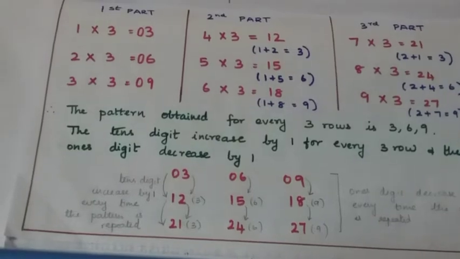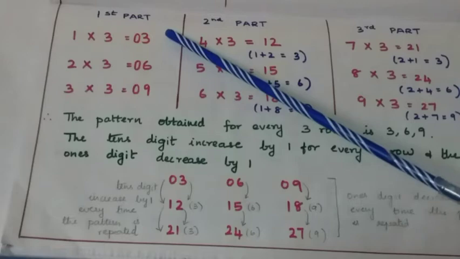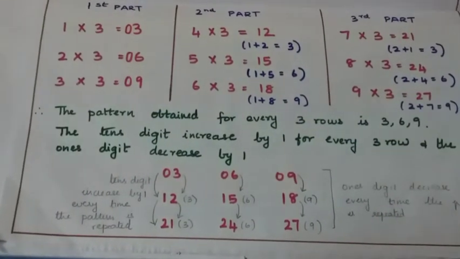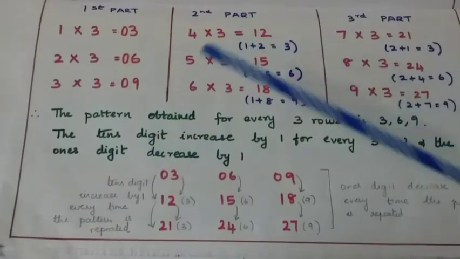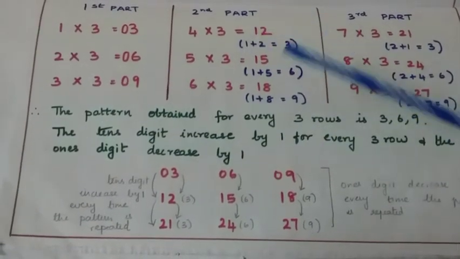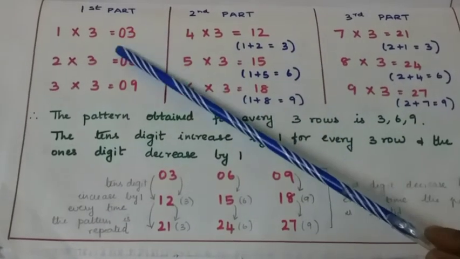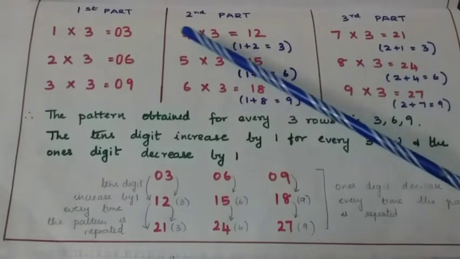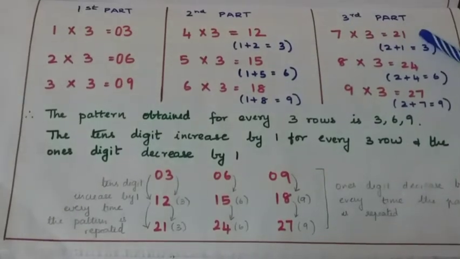So this is what I meant, wherein for every 3 rows, the pattern of table 3 is 3, 6 and 9, which is what I have written here. One more thing that we can observe in the pattern of the results obtained is that the tens digit increases by 1 for every 3 rows, and the ones digit decreases by 1 for every 3 rows.